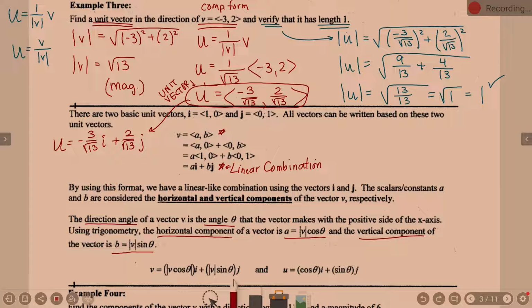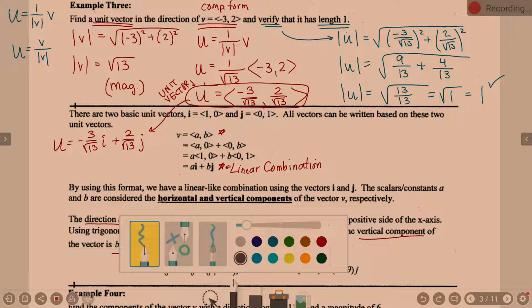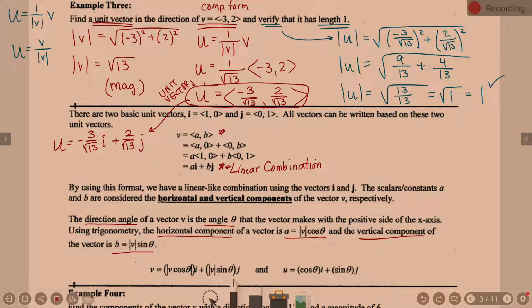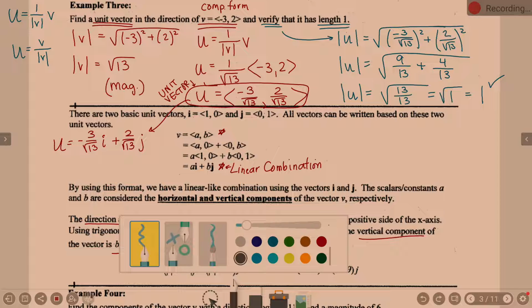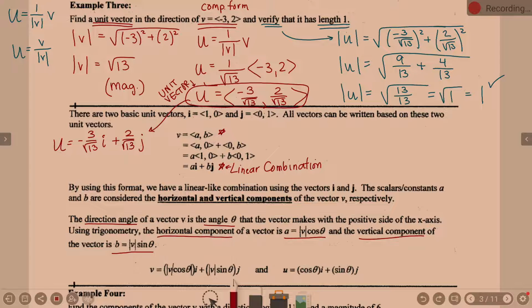So, a vector written with the horizontal and vertical components. Now there is a very small typo here in that the absolute value should be around the v, not around the v and the cosine. Sorry about that. So one way to write it is the absolute value of v cosine theta times i, that's a way to find a, plus the absolute value of v times sine theta times j, because that's a way to find b.